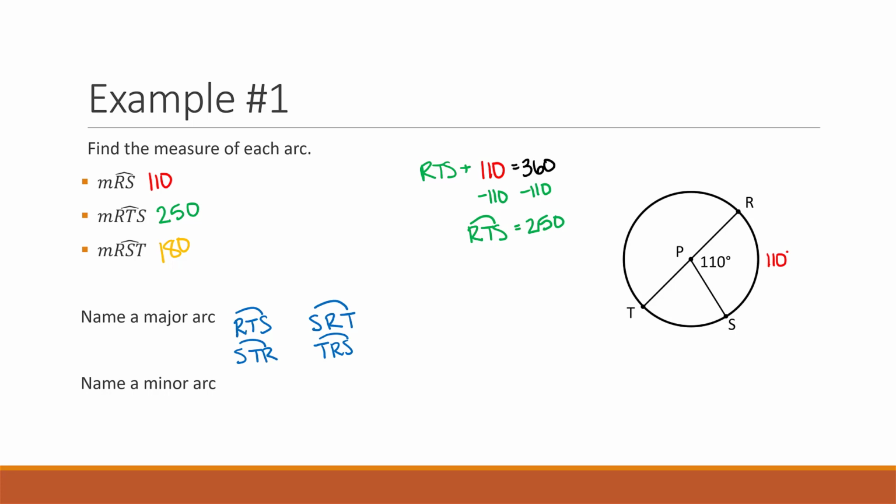A minor arc is anything less than half. So RS would be a minor arc because it's less than the diameter. It's less than 180. It's 110. ST is also a minor arc because it would have a measure of 70 degrees because that makes a straight line, which is a linear pair.